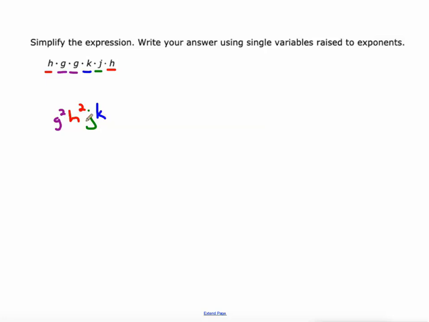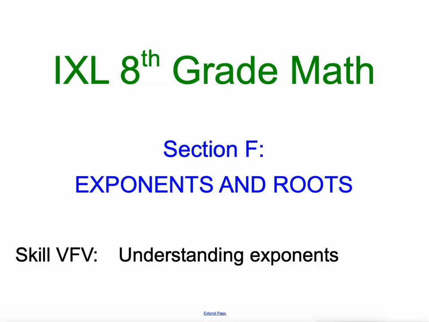We don't really need the dots in between. It doesn't really accomplish anything. A shorter way to write it, and IXL will let you get away with it as well. You don't have to put those multiplication dots in between. So g squared, h squared, j, k. And that's the very basics of exponents. Exponents are a way to represent repeated multiplication.